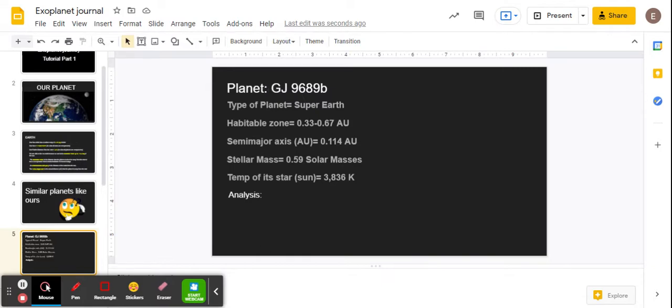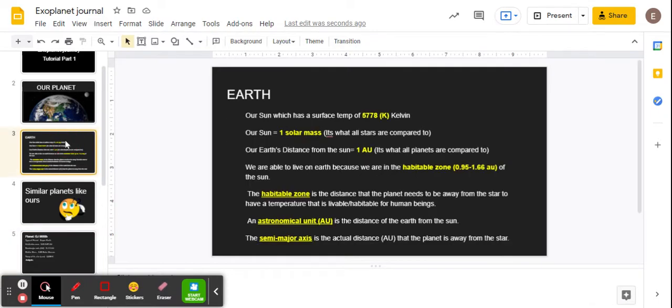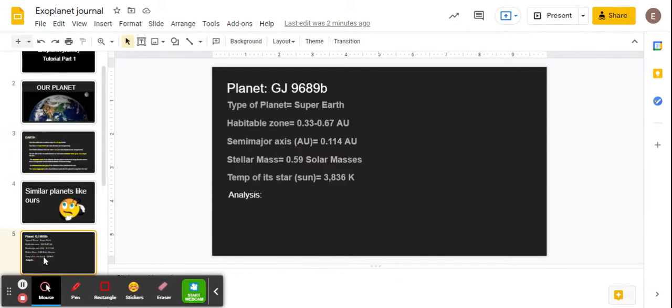Well, if you don't know what a solar mass is, it is our sun. We use our sun to come up with the unit solar mass. So one solar mass is our sun. It's what all other stars are being compared to. So is GJ's bigger or smaller? The number is less than 1, so it is smaller than ours.